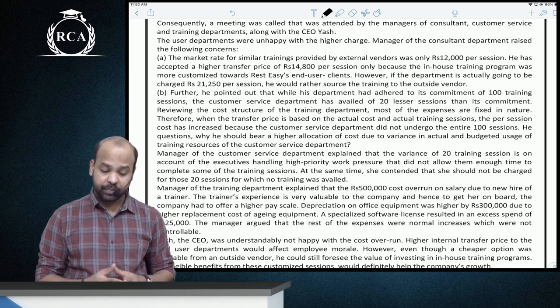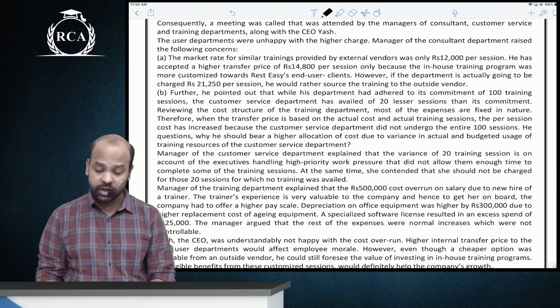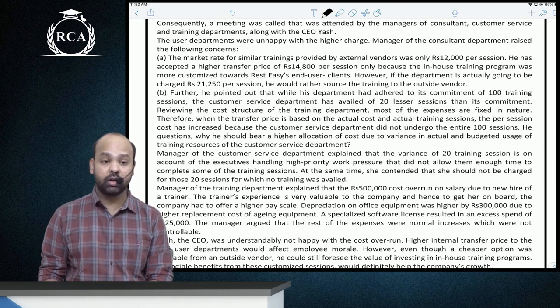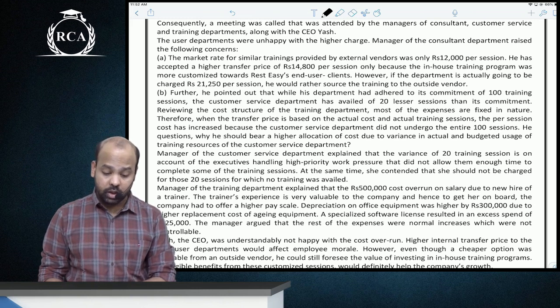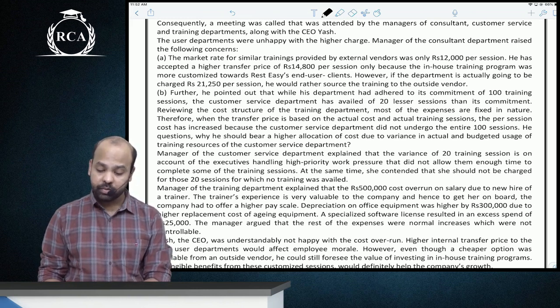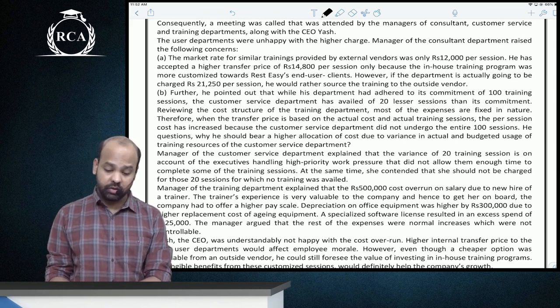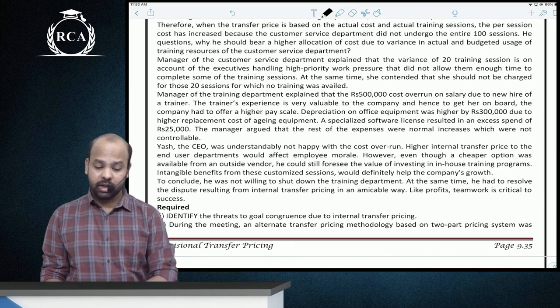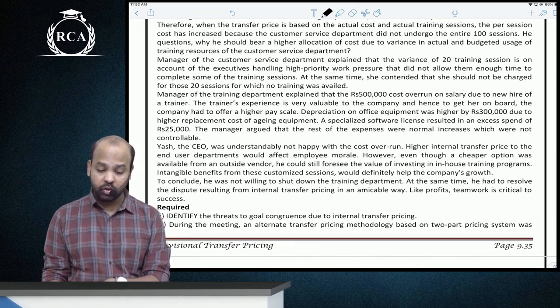Perfect, guys. The manager of the customer service department explained that the variance of 20 training sessions is on account of the executive handling high priority work pressure that did not allow them enough time to complete some of the training sessions. At the same time, she contended that she should not be charged for those 20 sessions for which training was not availed. Manager of training department explained that 5 lakh rupees cost overrun on salary was due to the new hire of a trainer.